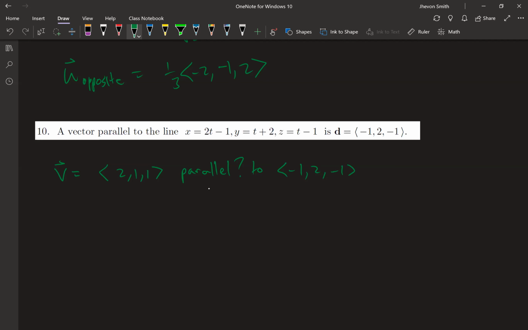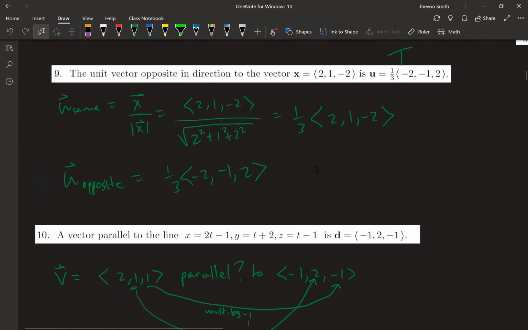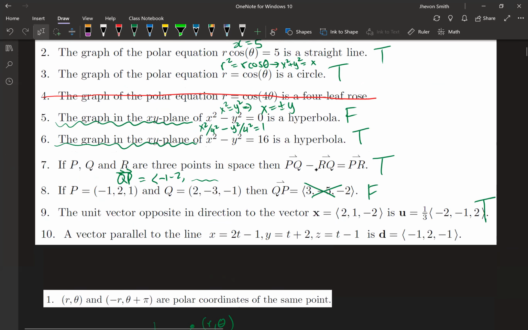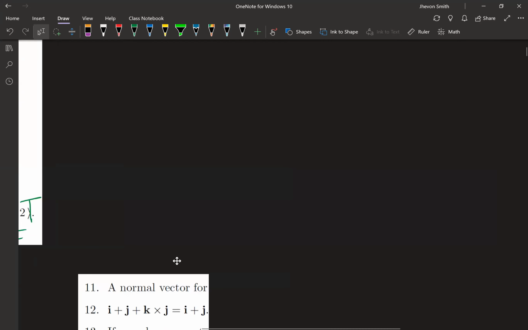Because to get the middle term to become 2, I would have to multiply by 2. And to get the last term to become a -1, I'd have to multiply by -1. So clearly I cannot multiply by a single constant to turn one into the other, so it is not parallel. So this is false. Most people got that one, but we are seeing some issues with vectors. You guys need to actually check those out.